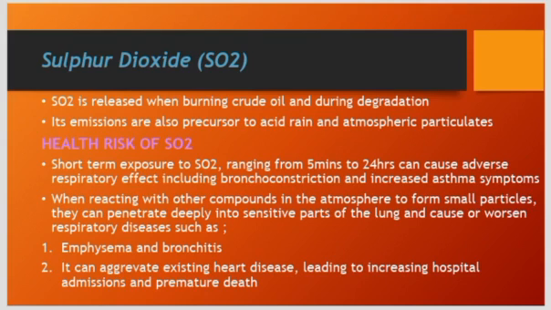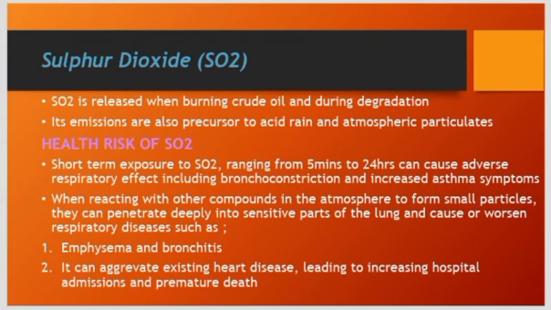You understand? That is to say, most of its emission leads to acid rain, a situation whereby acid elements fall down with rain or snow or fog or any other falling element. You understand? So this acid rain comes about as a result of this sulfur dioxide. So the health risk of sulfur dioxide is that short-term exposure to SO2, ranging from 5 minutes to 24 hours, can cause adverse respiratory effects, including bronchoconstriction and increased asthma symptoms.